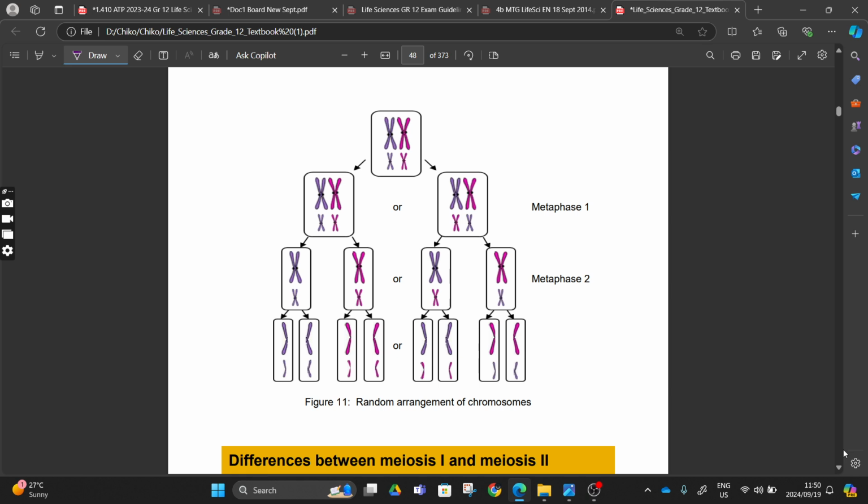As you can see, guys, in metaphase 1 and metaphase 2, with our random arrangement, these chromosomes here we can start like this, and then the other one can decide to face this direction, and the other one can decide to face this pole. But we can also have this one decide to face this pole, and the pink one decide to face this pole. It's just a random arrangement. They are being arranged randomly at the equator.